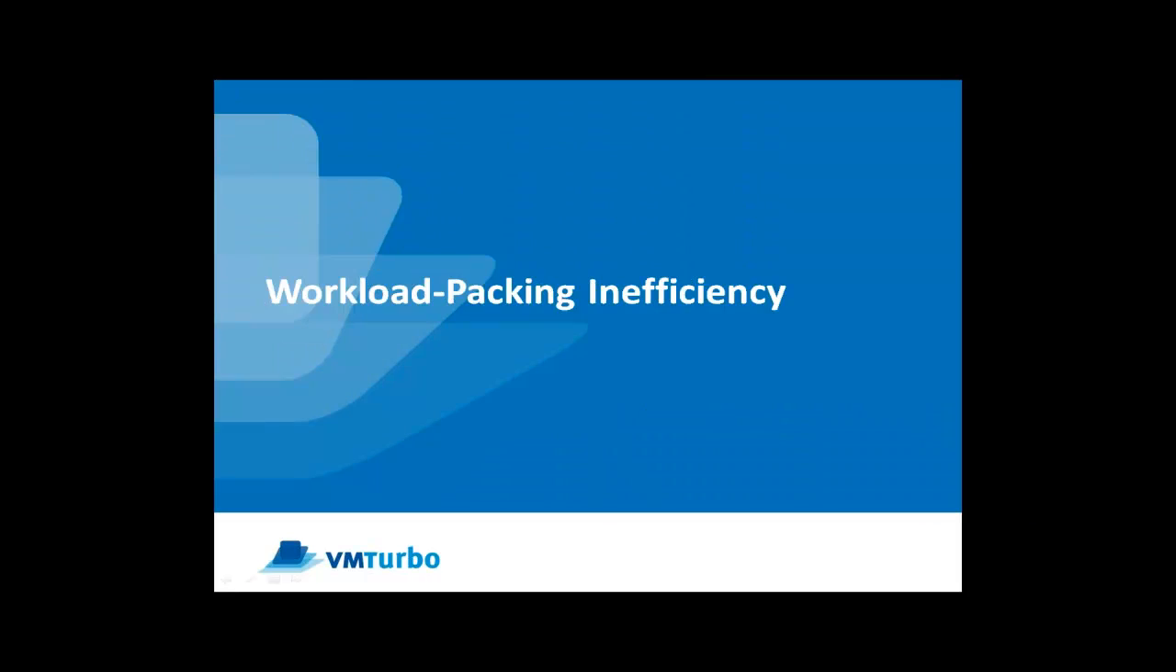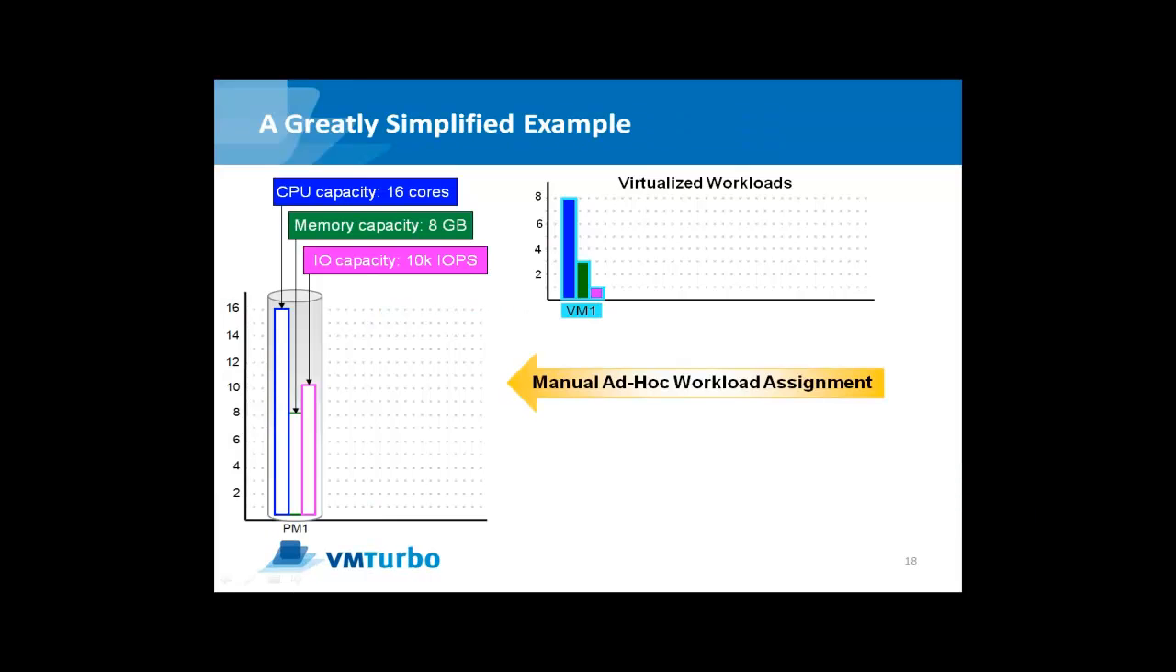The second source of inefficiency, let's consider this. This is a very simplified example where we have a physical machine with 16 CPU cores, 8 gigabytes of RAM, and 10K storage IOPS. Then let's consider we're adding virtualized workloads to this environment. VM1 comes along with the requirement for 8 CPU cores, 3 gigabytes of RAM, and so it has room on physical machine 1. VM2 comes along. VM2 can be placed on physical machine 1.